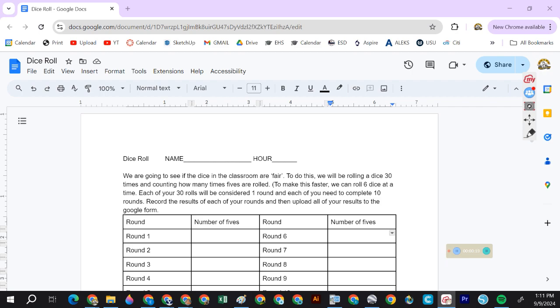Count the number of 5s, and that is 1 round. So every round is 30 rolls. If you only have 1 dice, I apologize. It's going to take a while. So take 6 dice, roll them all, count the number of 5s, do that 5 rolls, and that is round 1.